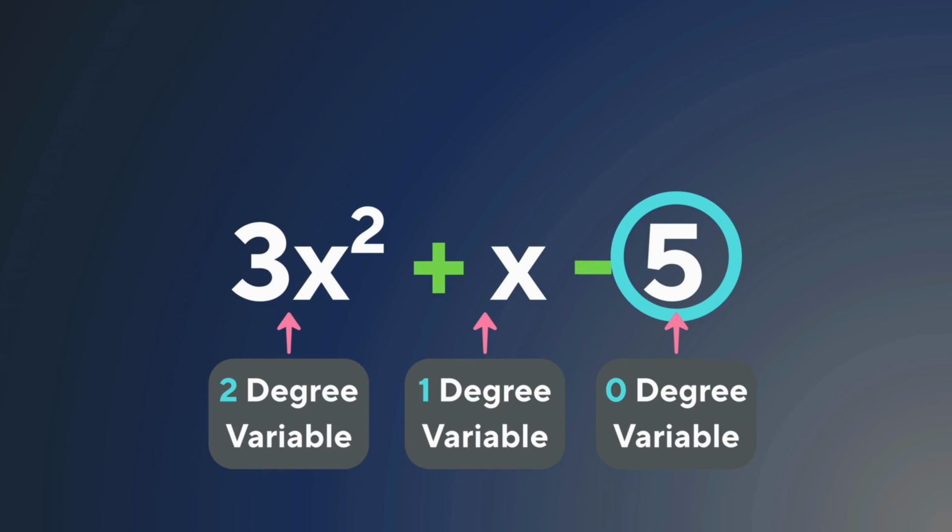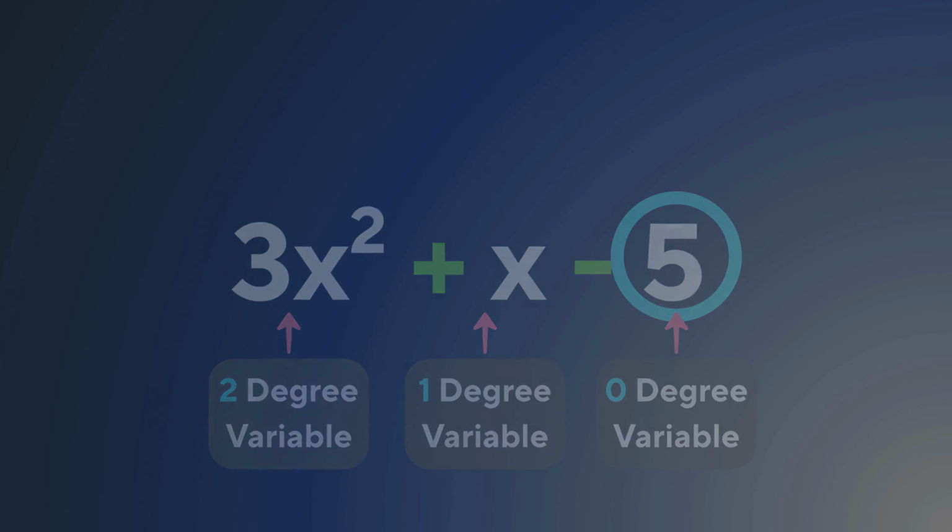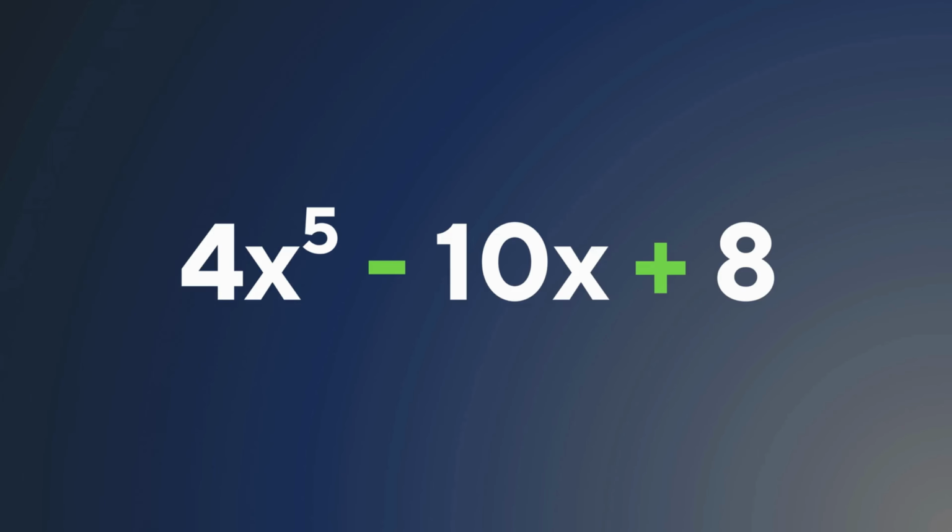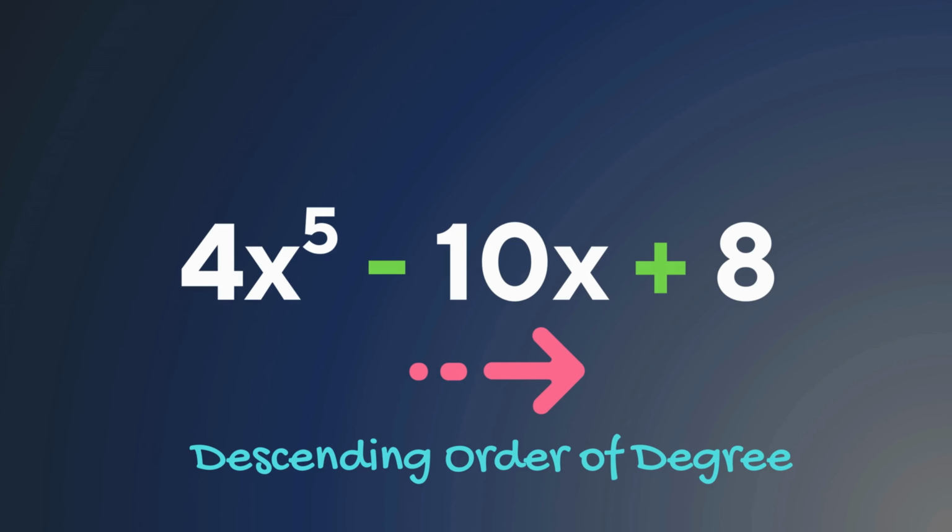But what if a polynomial is having missing terms? Let's say you have a polynomial like 4x to the power of 5 minus 10x plus 8. This is a fifth degree polynomial with a total of 3 terms. Even though it's missing some terms like x to the power 4, x cubed, and x squared, we still arrange the terms by their degree, so we would write 4x to the power 5 minus 10x plus 8.